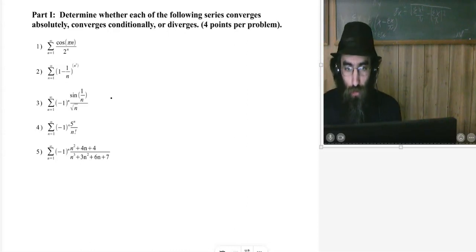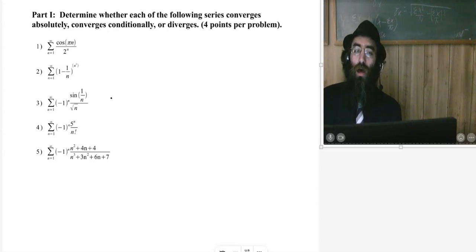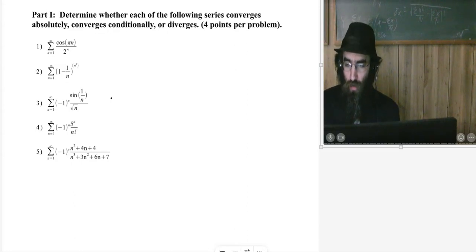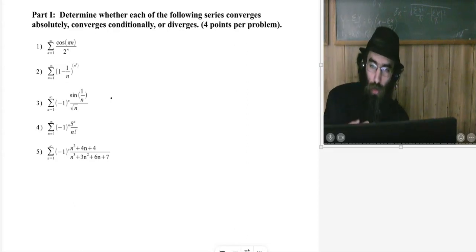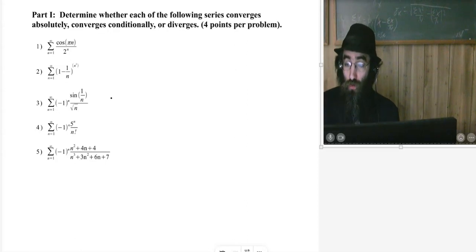Sum n goes from 1 to infinity of negative 1 to the n, sine of 1 over n over square root of n. So what you could realize is that for large values of n, sine of 1 over n is decreasing in magnitude, right? You're taking sines of smaller and smaller angles. Square root of n is getting bigger and bigger for larger n. So you've got these terms that are decreasing in size towards 0. So by alternating series, this must converge.